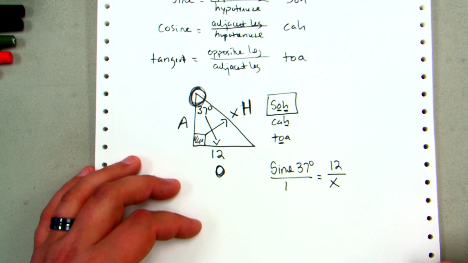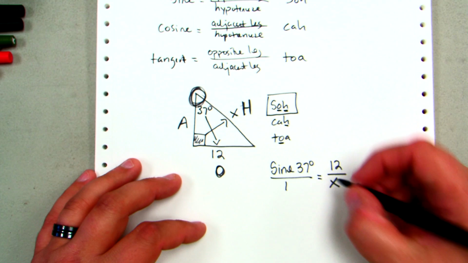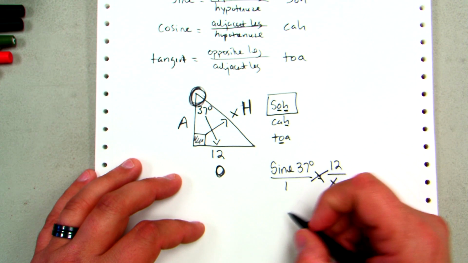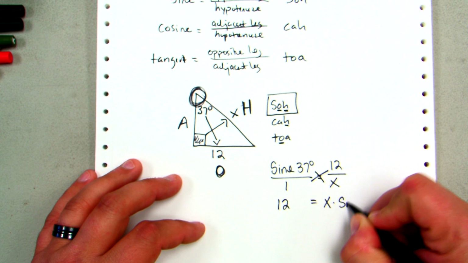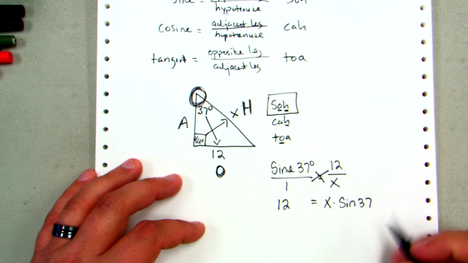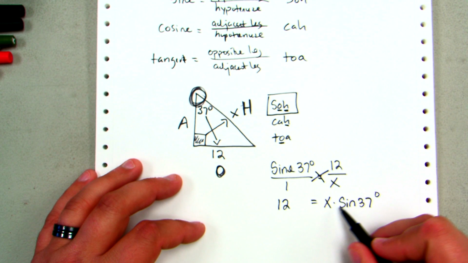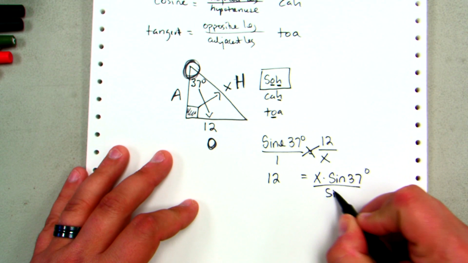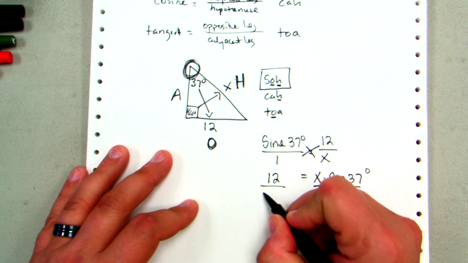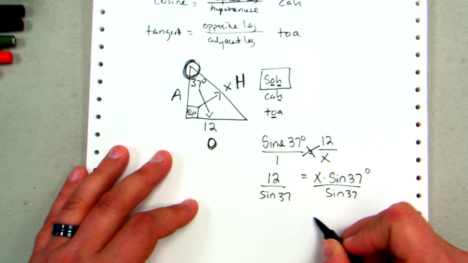Now, if x is in the denominator, that means that I'm going to divide. So first I'll cross multiply. 12 is equal to x times sine 37. Now, the sine 37, I'm multiplying times x. So the opposite of that is to divide this side by sine 37. And I must also do this side by sine 37.